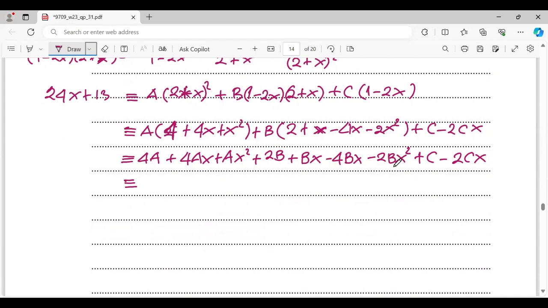It becomes a minus 2b x squared, plus 4a minus 3b minus 2c x, plus 4a plus 2b plus c.